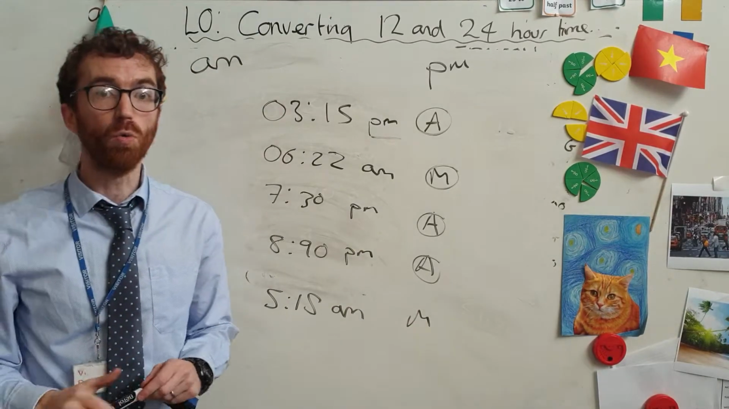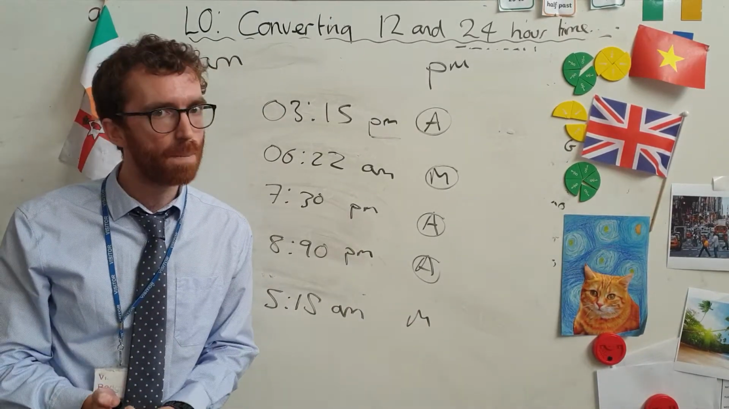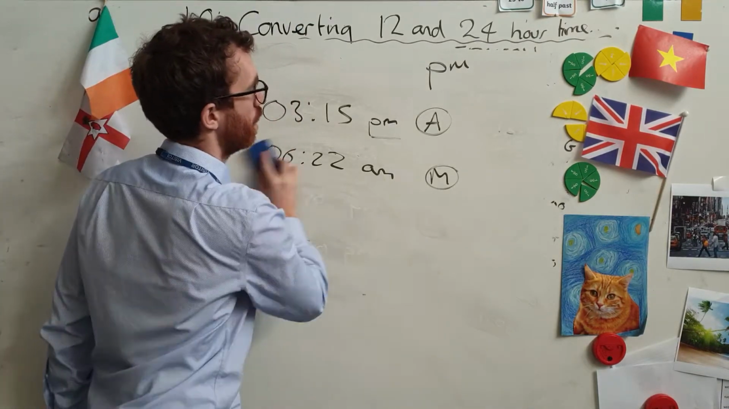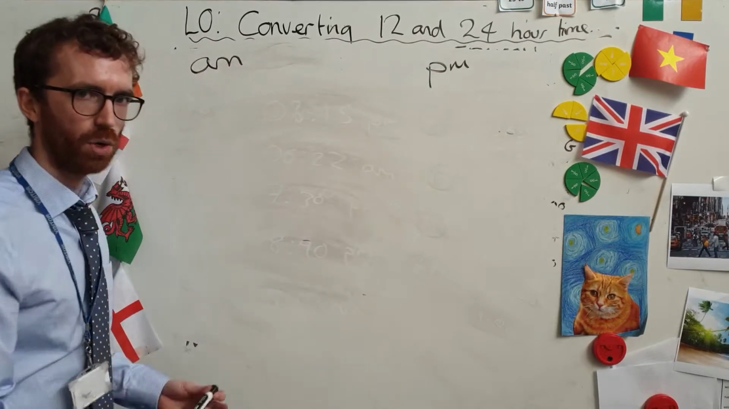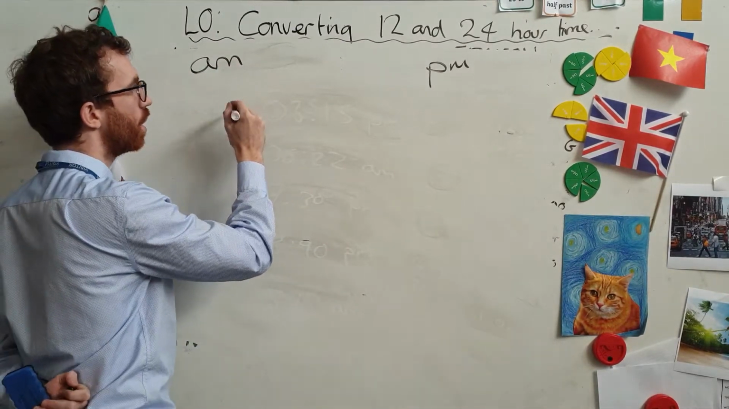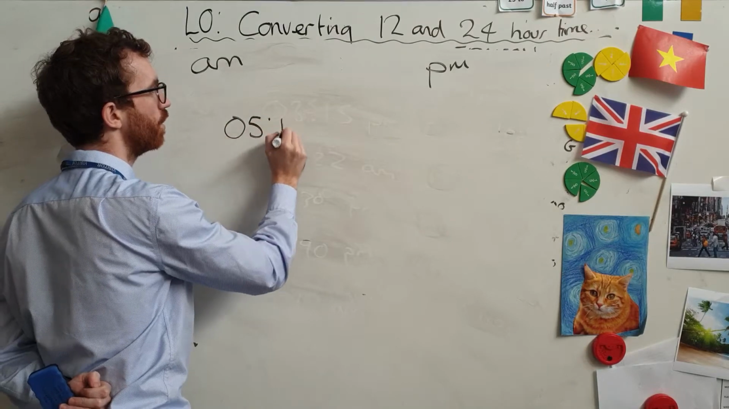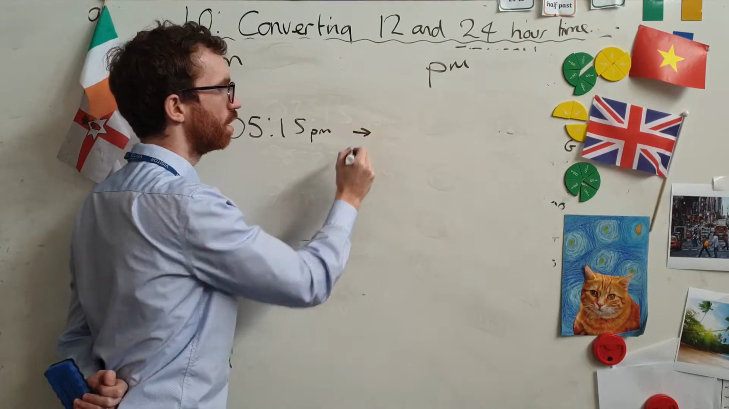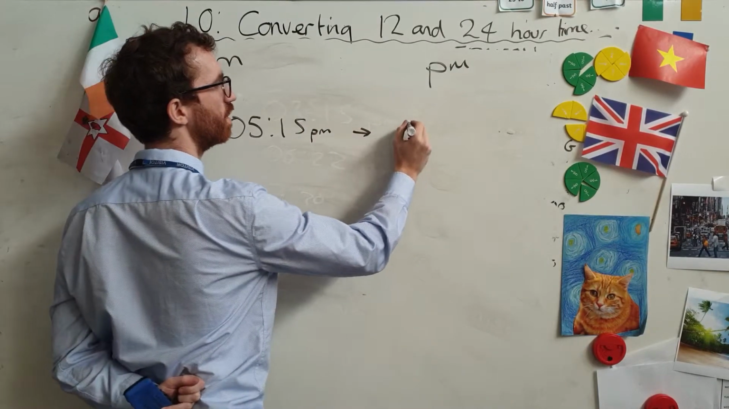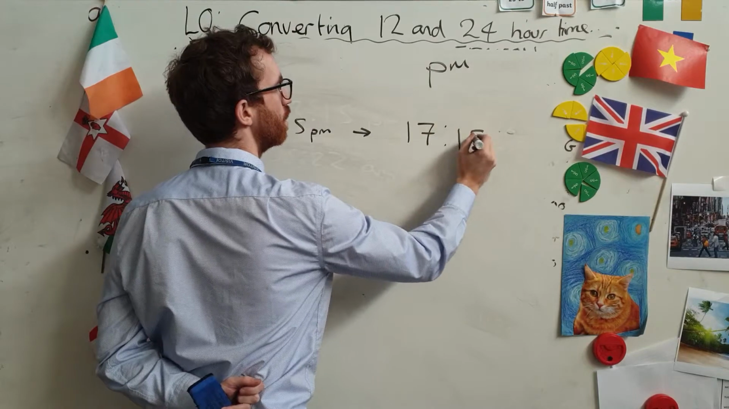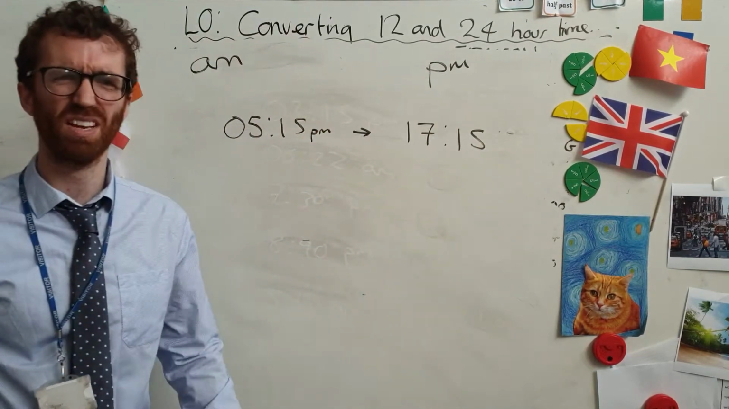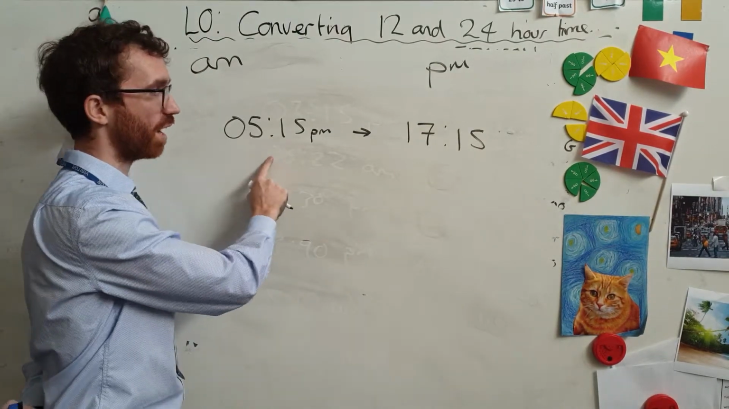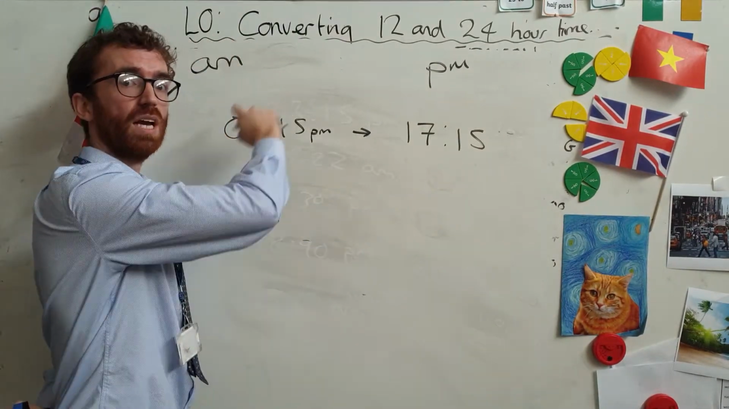Wow, a 12-hour clock's really easy to tell if it's morning or afternoon, but you're not always going to have a 12-hour clock. Sometimes you're going to have a 24-hour clock. So let's have a look at this. If it was 5:15, but in the afternoon, that would be the same as 17:15. Why? Well, it's 12 hours later. This is the morning time, this is the afternoon time, and it's 12 hours later.